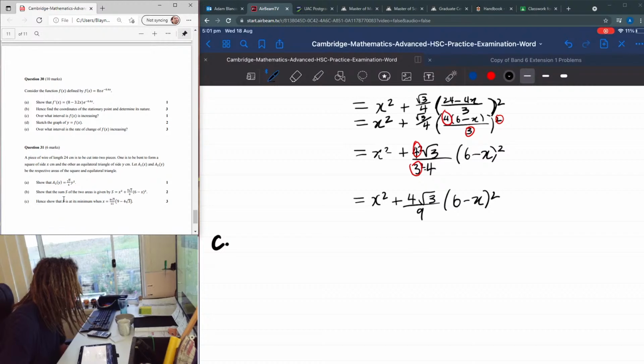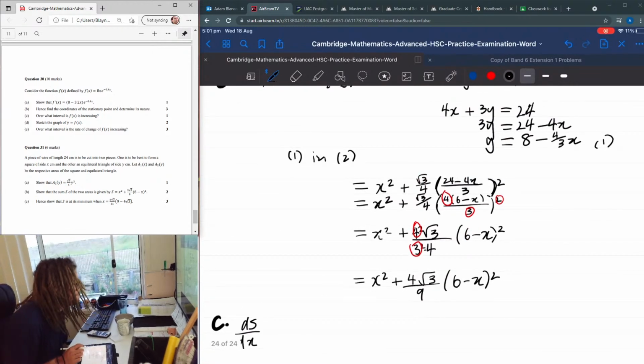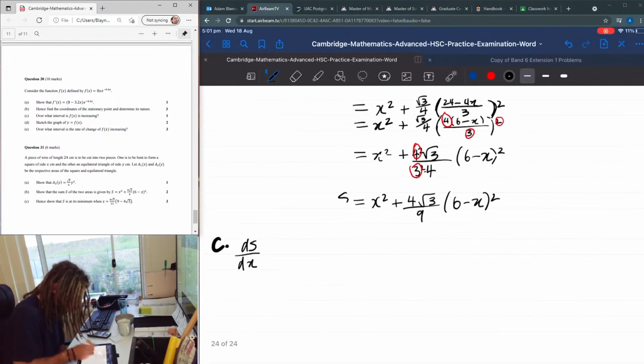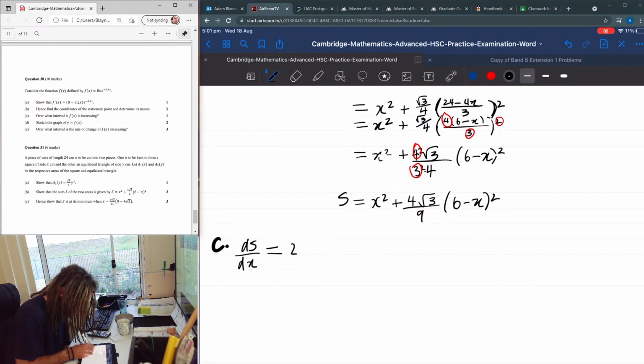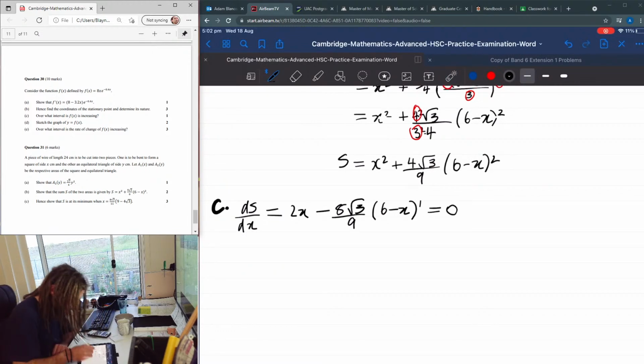It's told you that it's s, so you're differentiating s, derivative of s with respect to x. Now, what is s? Oh, the sum. Okay, so this was s. Okay, so I'm just going to differentiate this. That's 2x. Okay, chain rule, so 2 times that is going to be 8 root 3 on 9. 6 minus x, 2 becomes a 1. And I go times by the derivative. The derivative is just minus 1, so minus there. I am looking for a stationary point, so I want that to be equal to 0.